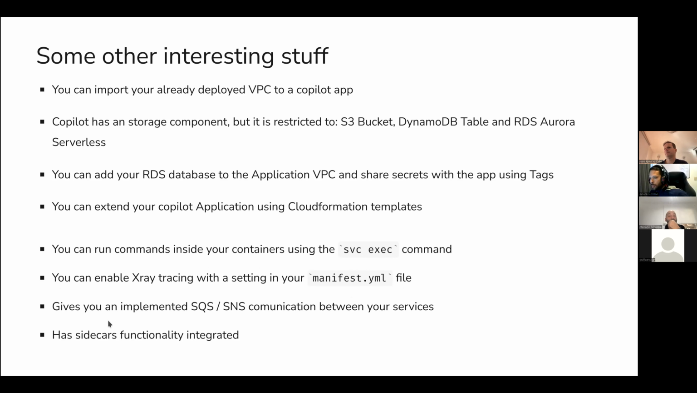It even gives you an implemented SQS and SNS communication between your services. So with some definitions in your manifest, you can say, this service produces in this queue, and this service consumes from this queue, and it deploys the infrastructure you need for that. And it also has an interesting functionality called sidecars that allows you to run your services with some sidecars at the same time, like for tracing capabilities or whatever you need for those containers.